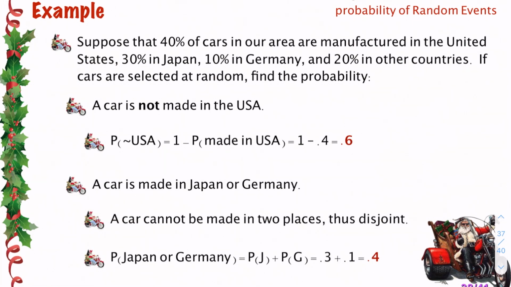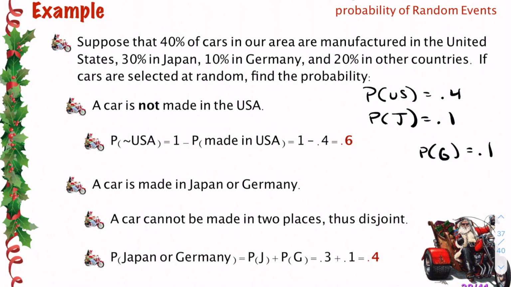Let's finish this out with a problem. There's three slides left and then we are done. So suppose that 40% of cars in our area are manufactured in the United States. So let's write these out. Probability of US is 0.4. Probability of Japan is 0.3. Probability of Germany is 0.1. And probability of others is 0.2.